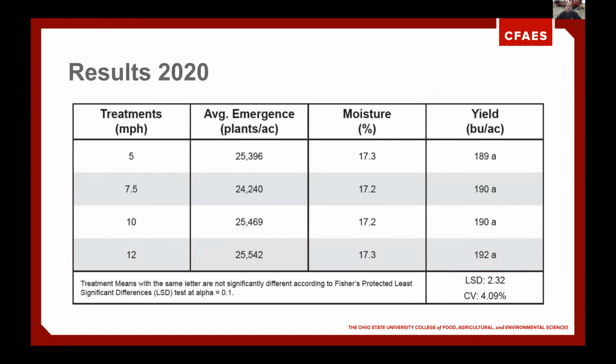So results for 2020, when we look at that emergence, we go from roughly 25,396 or 24,000 all the way up to 25,542. So very, very tight range on emergence. And then when we look at yield, we did not have any significant difference from 5 to 12. And if we look at that, our highest yielding, which was at 192, did have the most plants emerge from planting.